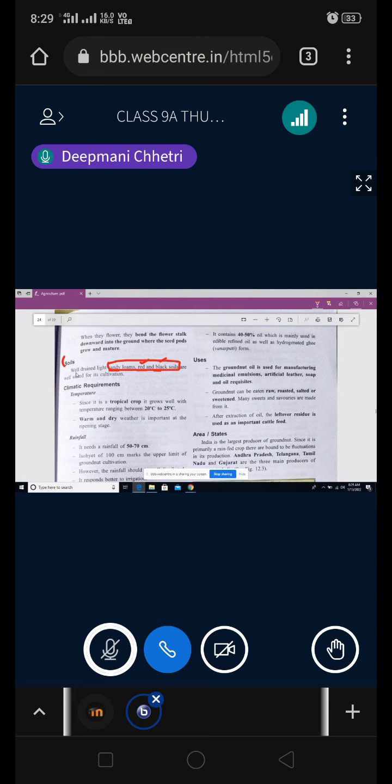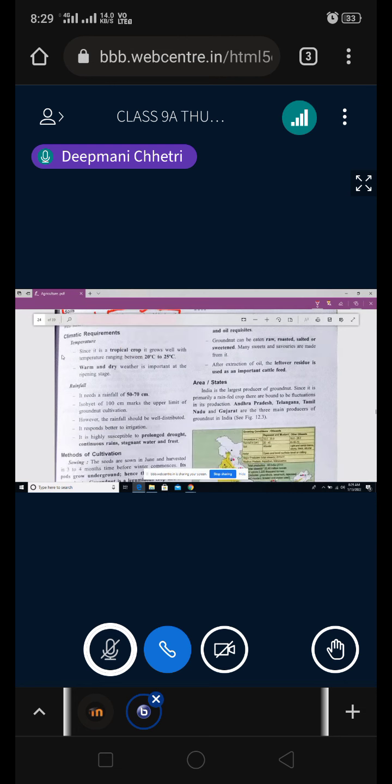But remember, just think of it in this way: groundnut cannot withstand stagnant water. If you remember this, then automatically this particular word comes to your mind: well drained. Now moving to the next part, I hope you all are underlining it in your book. Now see the climatic condition, the temperature condition.